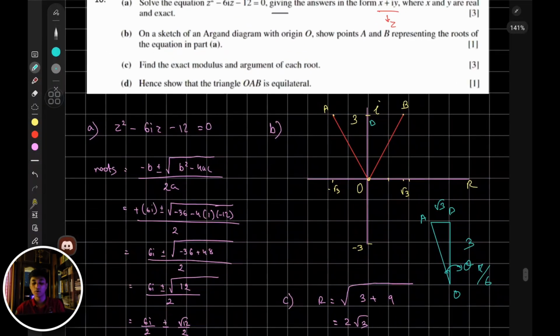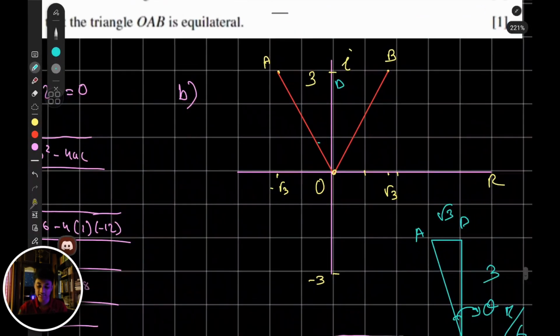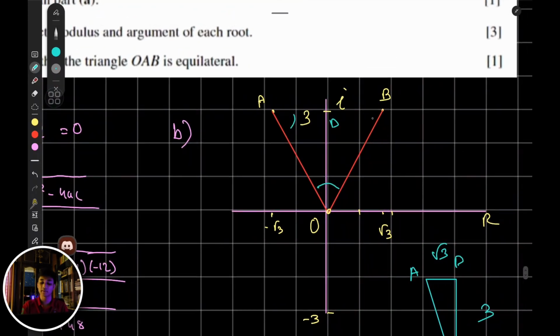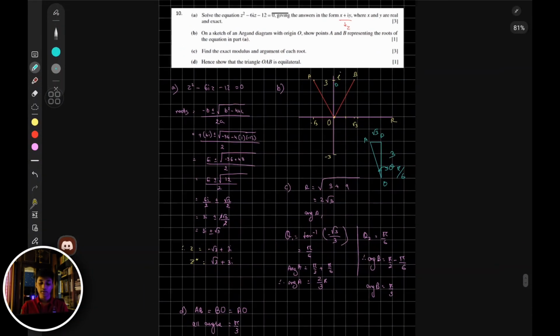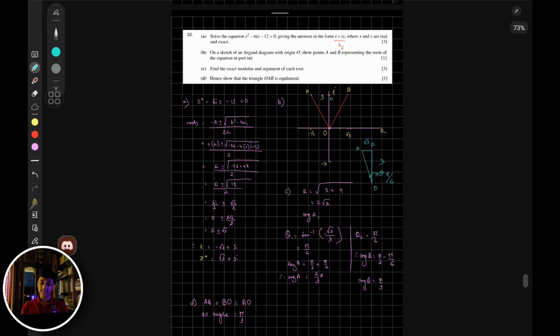Since you already know that, why are all the angles pi by 3? Since this is pi by 6 and this is pi by 6, pi by 6 plus pi by 6 is pi by 3. So if this is pi by 3, this is pi by 3, and this is also pi by 3. You can also prove that, but I don't think for 1 mark you need to do all those steps. So yeah, that is question 10. Great.